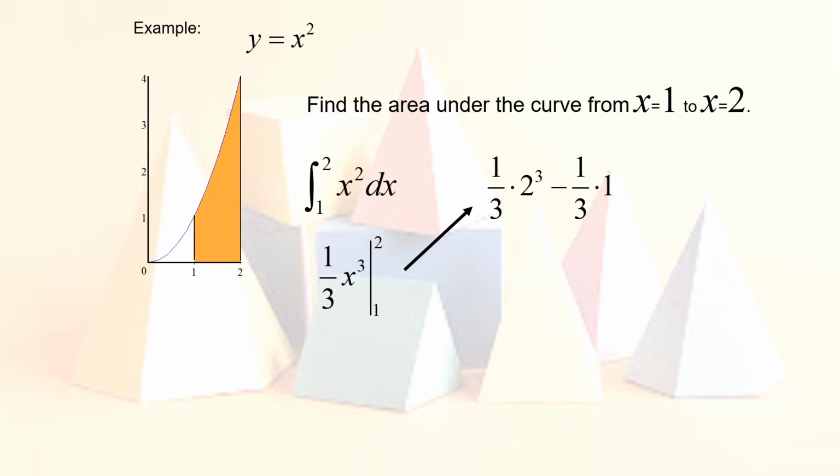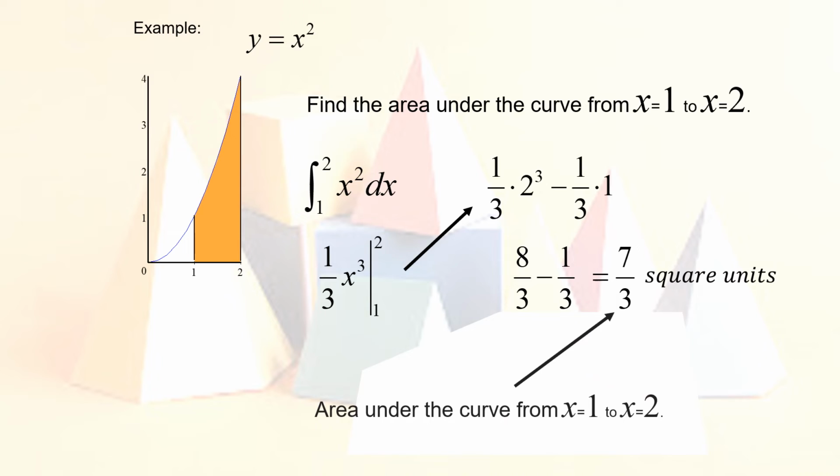Substituting our upper limit and lower limit, so we have 1/3 times 2 to the third minus 1/3 times 1. Simplifying further, we have 8 over 3 minus 1 over 3. So the area from x equals 1 to x equals 2 is equal to 7 over 3 square units.